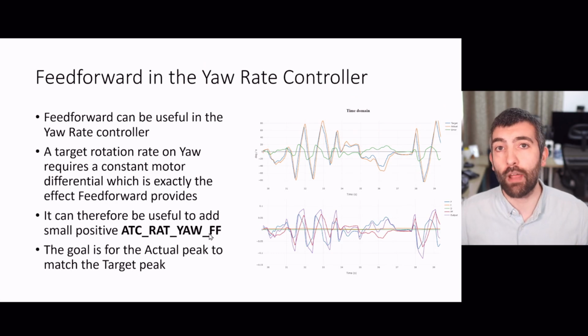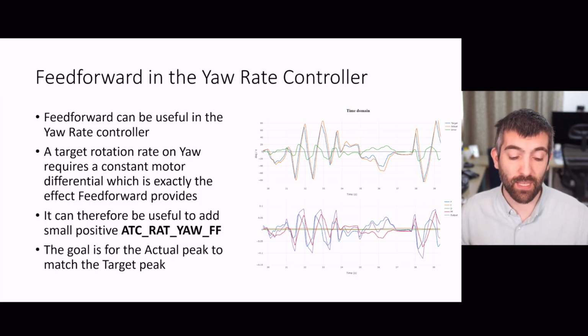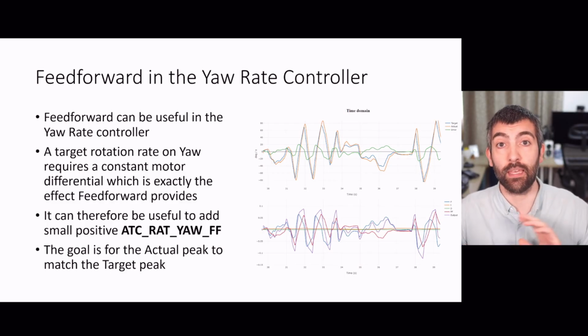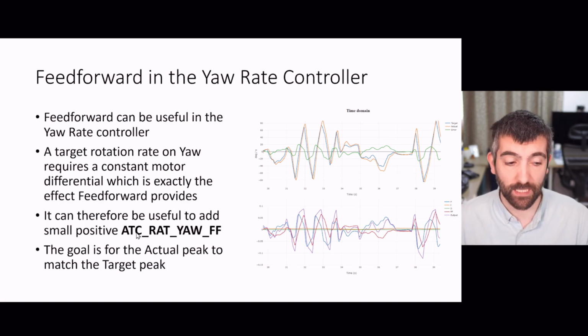Feed forward in the yaw rate controller is slightly different. Feed forward can be useful in this case because to maintain a target rotation rate on yaw, you have to have a constant motor differential, because there needs to be effectively an exchange of angular momentum between the drone and the air constantly in order to keep the drone rotating. It can therefore be useful to add a small positive amount of rate yaw feed forward. Again, you can find ATC_RAT_YAW_FF in Mission Planner config tab full parameter list.